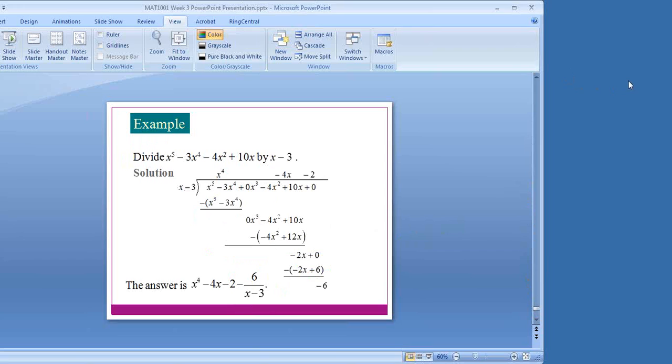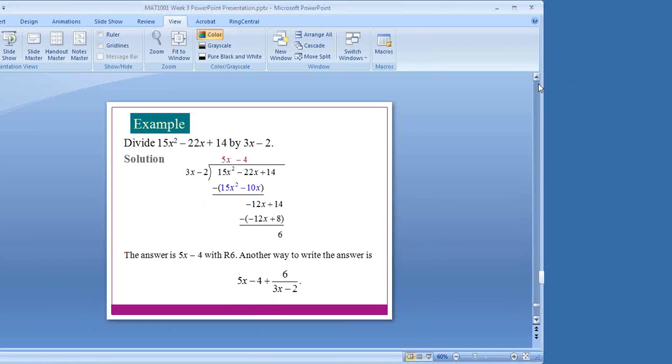Hold on, let me just talk about that for a second. To check, all you have to do is multiply 5x minus 4 times 3x minus 2. I'm thinking FOIL already. And then add that remainder. And when you do, you should have the number you had when you started, the 15x squared minus 22x plus 14.